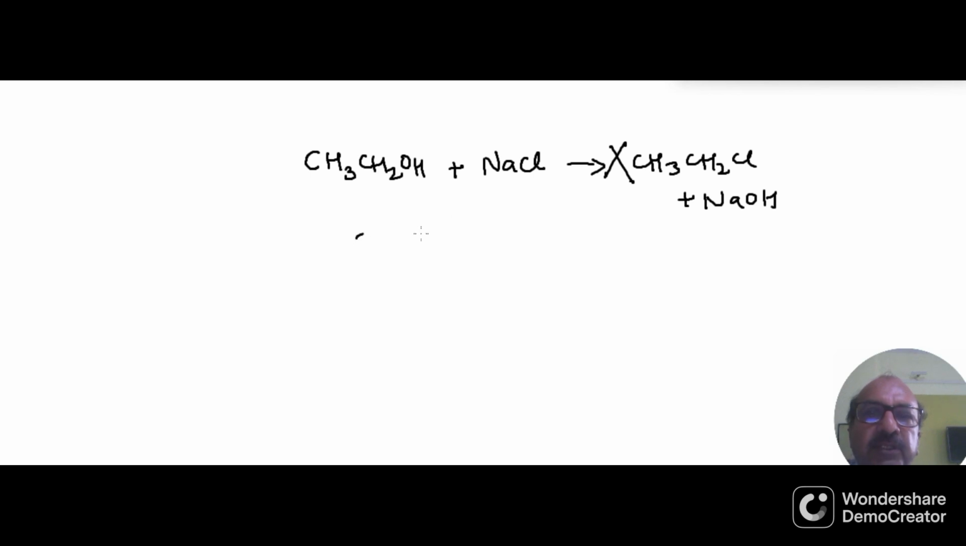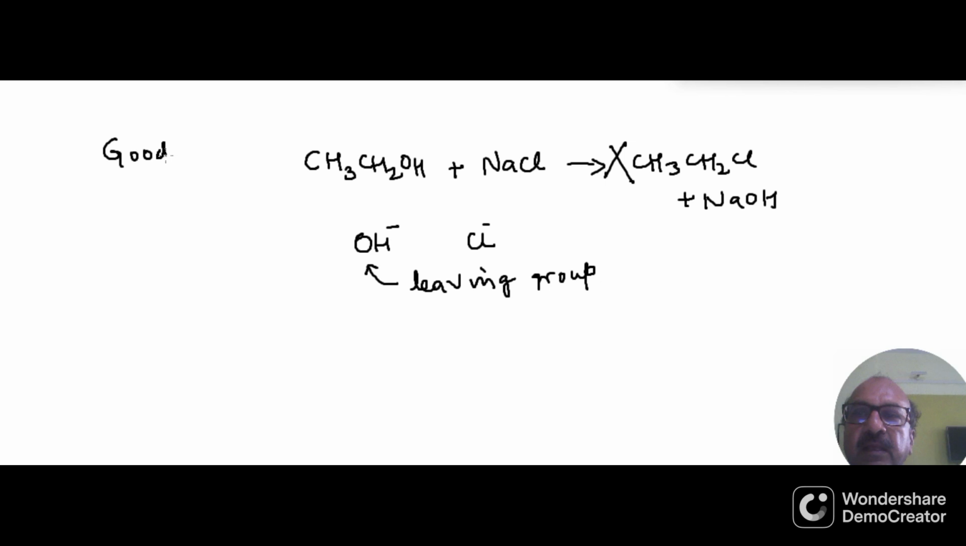Now in this reaction, you would observe that the OH minus has been replaced by the Cl minus. This OH minus is therefore the leaving group. A concept that you have to understand is that there are good leaving groups and bad leaving groups. Into which category does OH minus fall? It falls into the bad leaving group category.